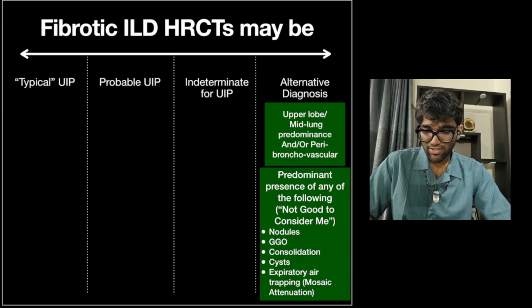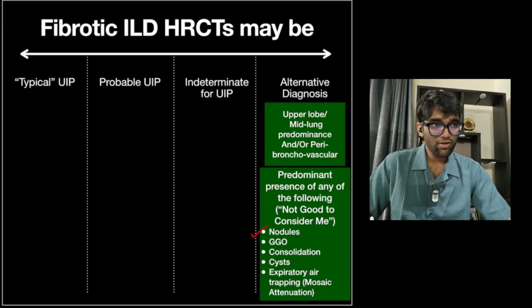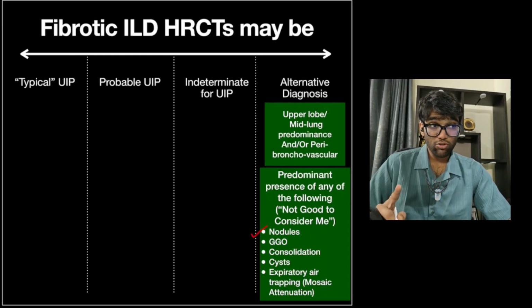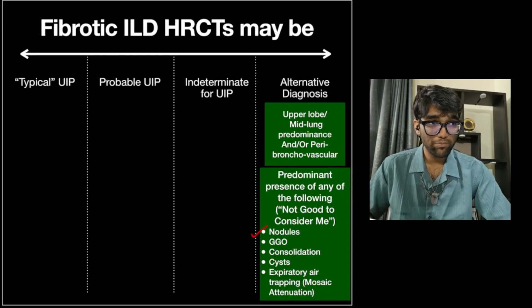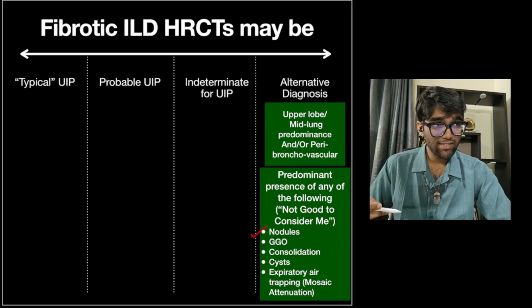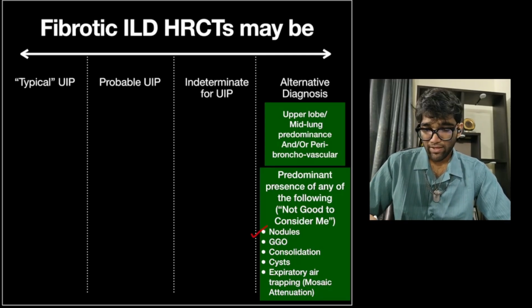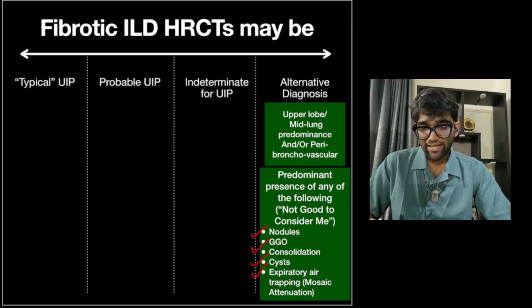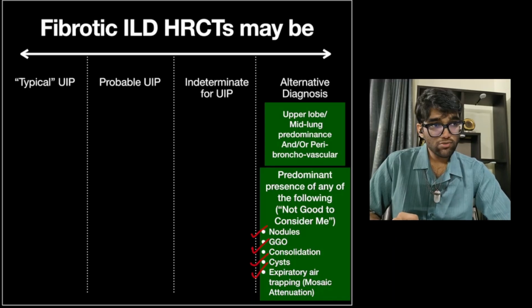So N stands for nodules, not really compatible with UIP. Although see, that nodule is not compatible with ILD. If the rest of the pattern is that of UIP-ILD, then it is UIP-ILD with a nodule. Okay, but a nodule in isolation is not UIP. Then GGOs, ground glass opacities, okay, consolidations, cysts, and finally expiratory air trapping, what is called mosaic attenuation.